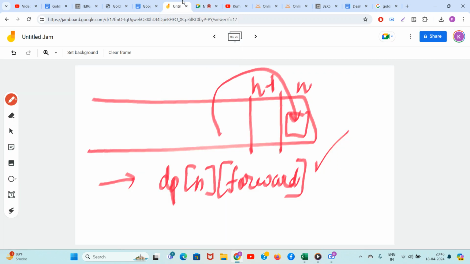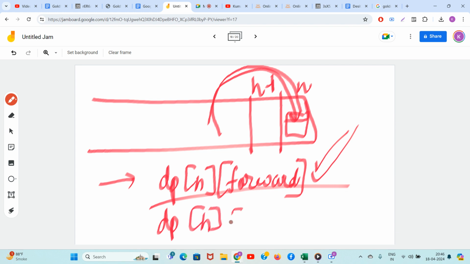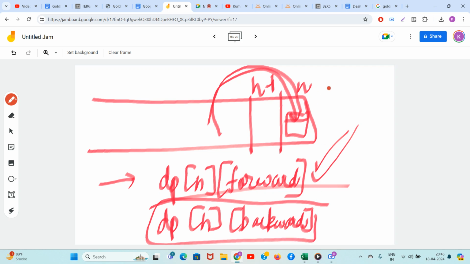Write dpn forward. I am not talking about n minus 1, I am talking about the last one. If you reach the last guy in ascending order, then yes, your job is done. dpn forward is one of the answers. Guys, is dp of n backward possible? Write yes or no in the chat. No. Array n plus 1 index does not exist. So dp of n backward cannot be the answer. Only n forward can be the answer.